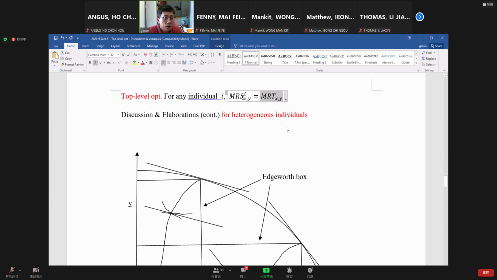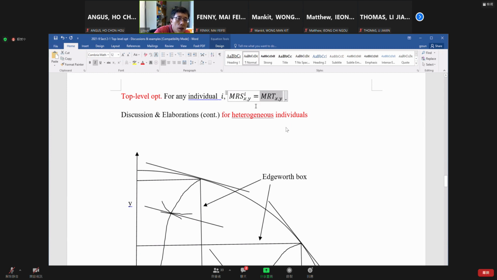The exchange optimal condition means this number must be the same for i and j, for any individual i and individual j, Alice and Bob. They share the same marginal rate of substitution. That is exchange optimal. And then to bring together such marginal rate in consumption with marginal rate in production, we get the social optimal or top level optimal.